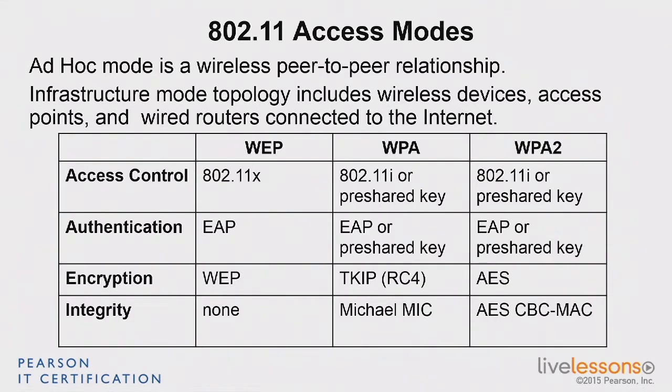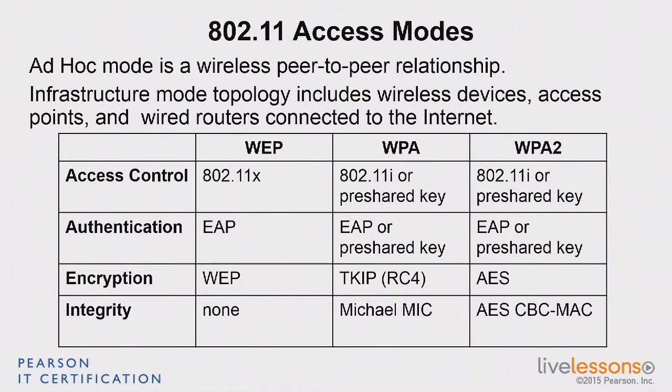There are a number of options to choose from, and they have different security controls for access control, authentication, encryption, and integrity. WEP, Wired Equivalent Privacy, uses 802.11. It uses EAP, or Extensible Authentication Protocol, for authentication. It uses WEP for encryption, and there is no integrity. WPA uses 802.11 or a pre-shared key, can use EAP or a pre-shared key for authentication, and does have integrity using TKIP, which replaced RC4, which has been broken, and for integrity can use MIC.